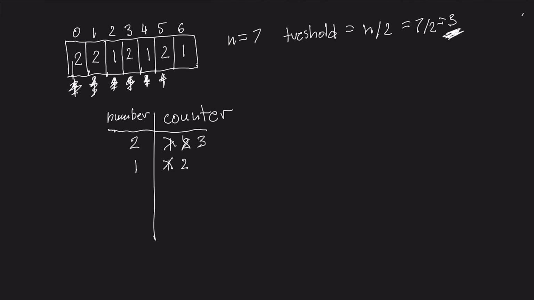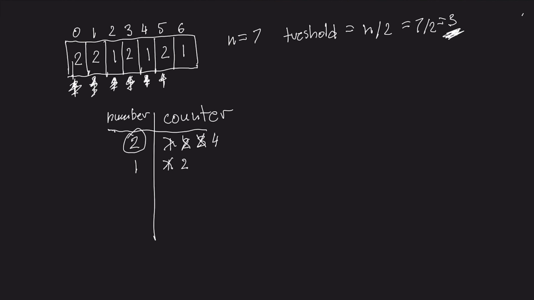And we will move again. We will find another 2. We will increment the counter, so now it is 4. And because we've reached the value of the counter for the number 2 that is above our threshold 3, we will immediately return 2 as a majority element.